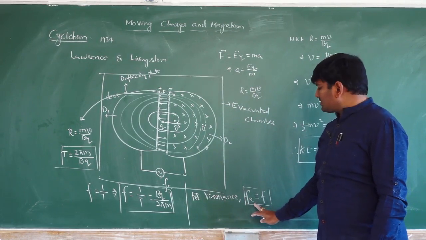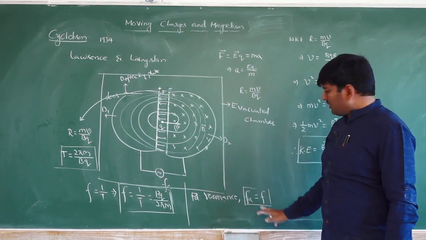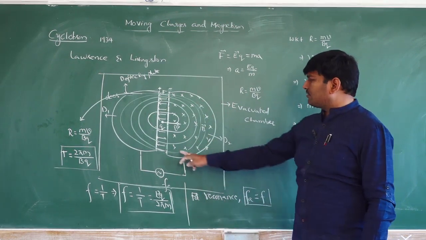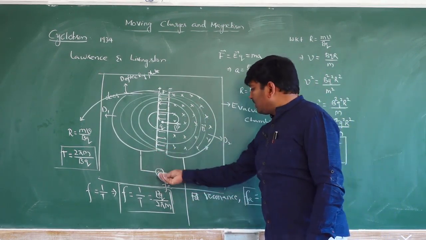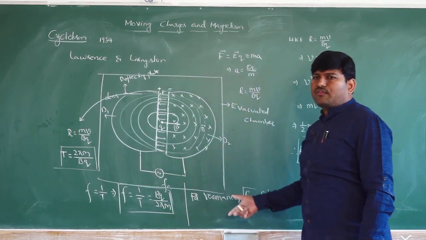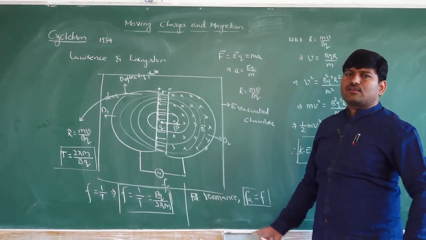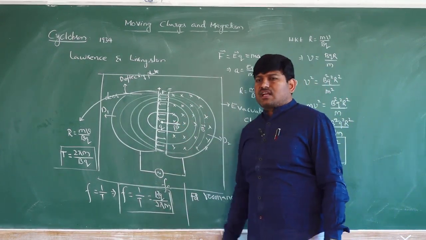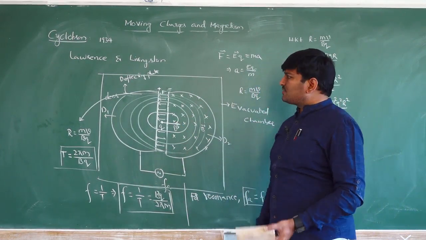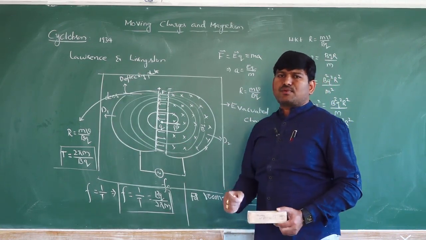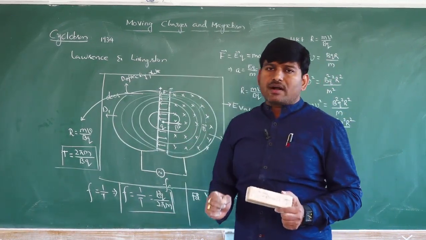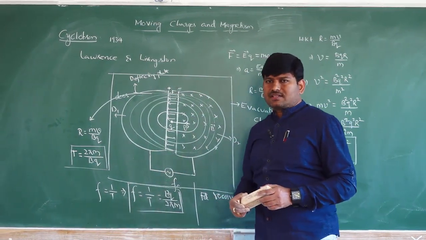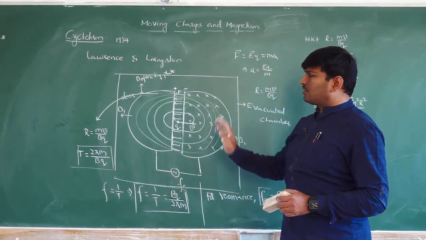So at resonance, fA should be equal to f. Here f is the frequency of revolution of the charged particle, and fA is the frequency of the oscillator. Whenever these two frequencies match, we say that the cyclotron is under resonance. We will have the maximum kinetic energy for the charged particle. Once the energy is maximum, that energetic charged particle will be used to bombard the nuclear particles in order to study their structures. Is it clear? This is about the cyclotron.